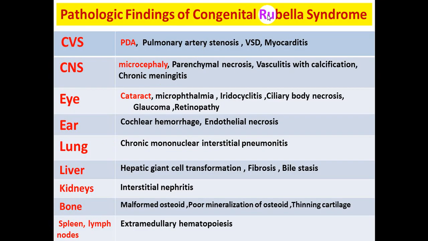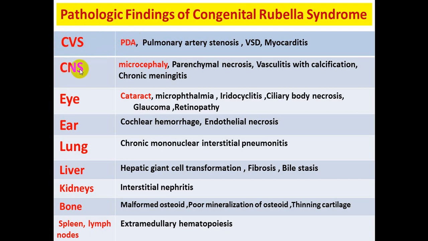Clinical manifestations of congenital rubella syndrome. This is very important. Congenital rubella syndrome may involve all the systems of the newborn baby, causing different types of pathology. The most important one is the cardiovascular system. It can cause congenital heart disease, especially the patent ductus arteriosus.